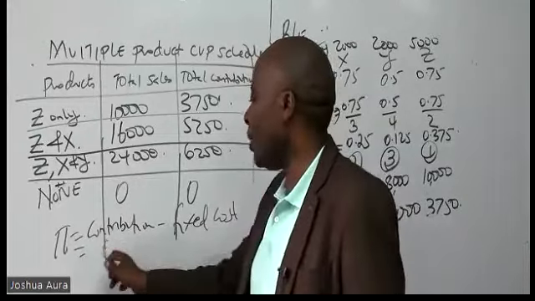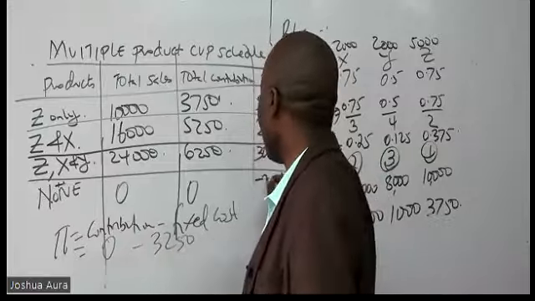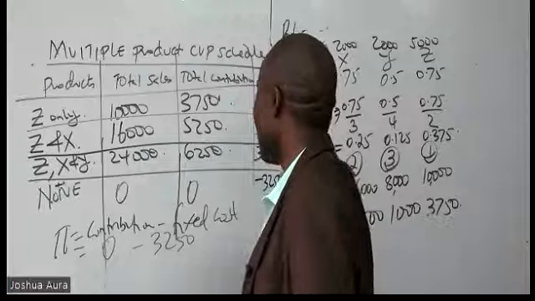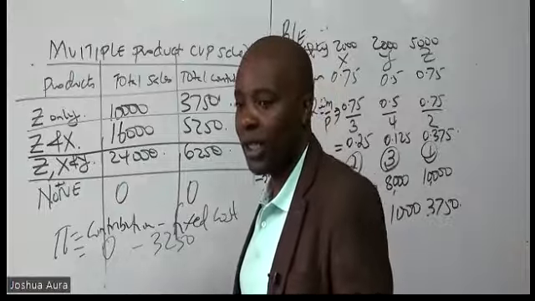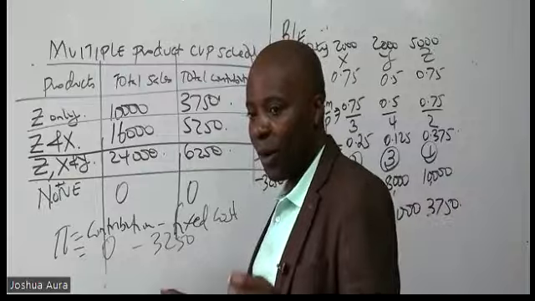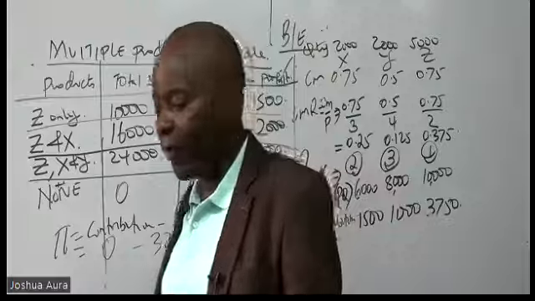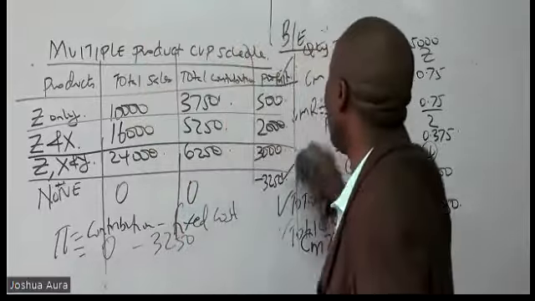So contribution here will be zero, but fixed cost will be there to bite you. So this becomes minus 3250 like that. So that is the schedule, the multiple product CVP production schedule. Once I finish that, now I'll be able to draw the graph. Now you draw the graph very easily.